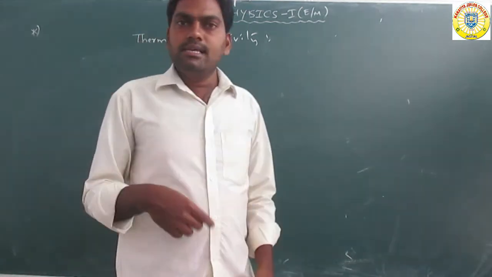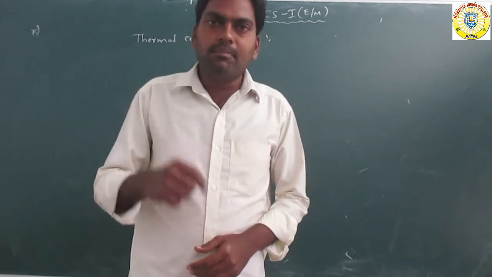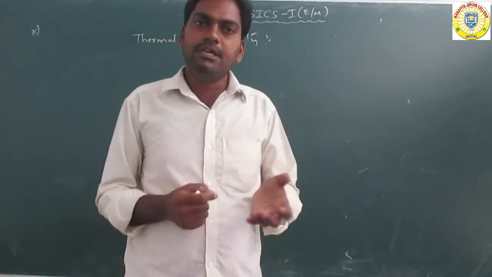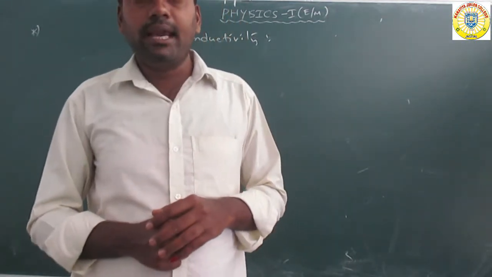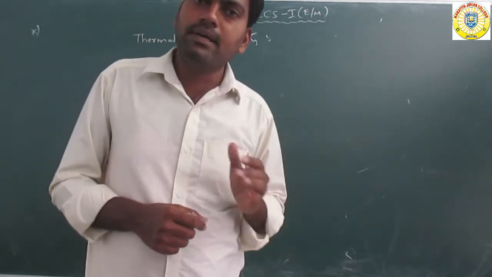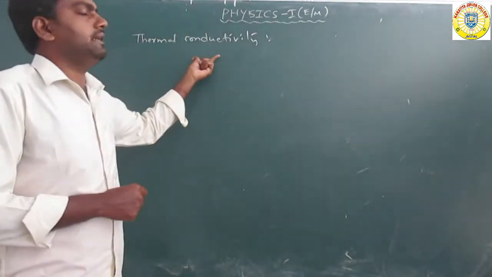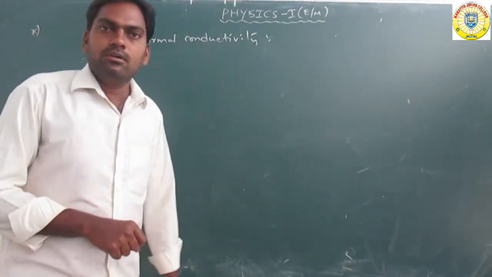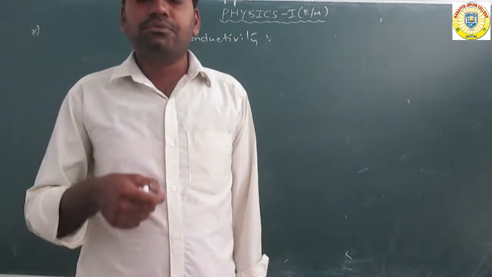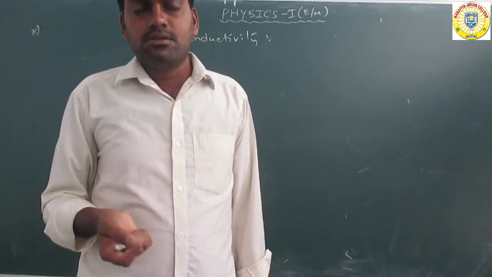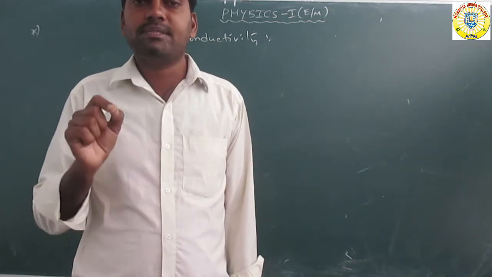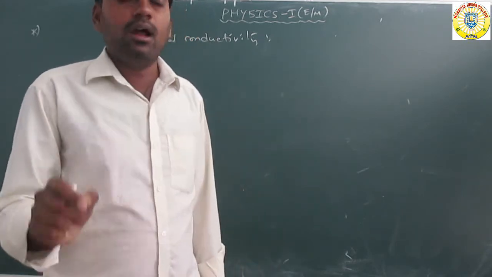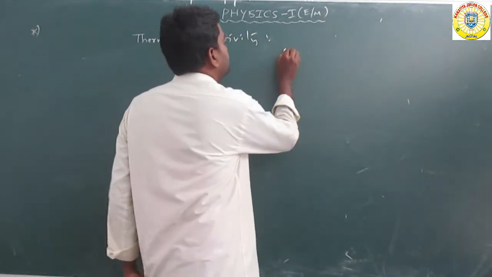Now we discuss the coefficient of thermal conductivity. Derive the equation of the coefficient of thermal conductivity. The ability of heat flow is called conductivity. Now, to derive or find the equation, that is the coefficient of thermal conductivity. Here we take a slab.